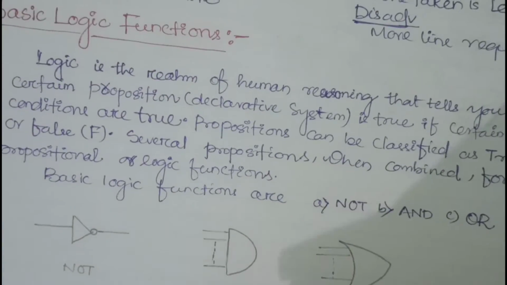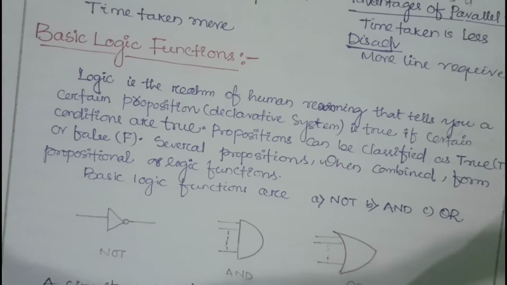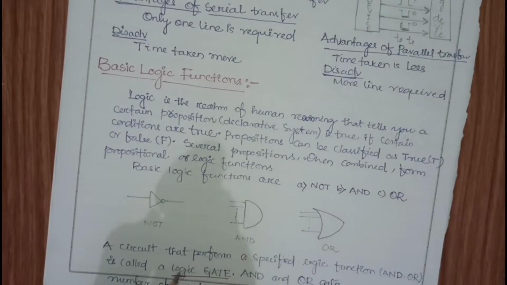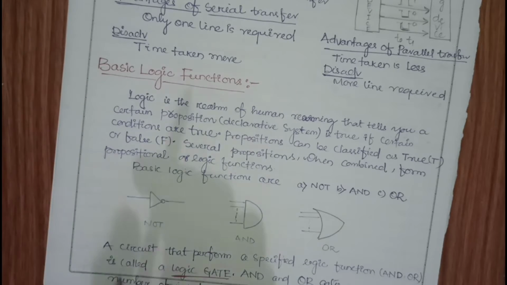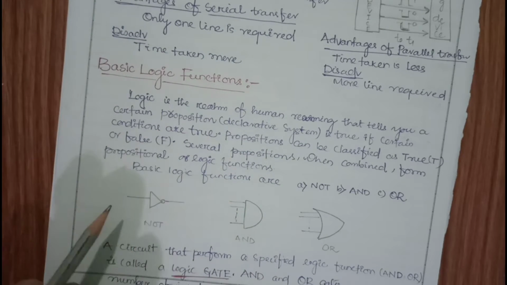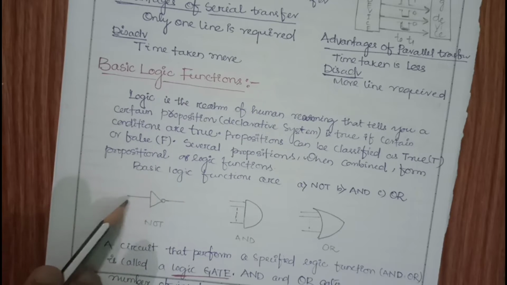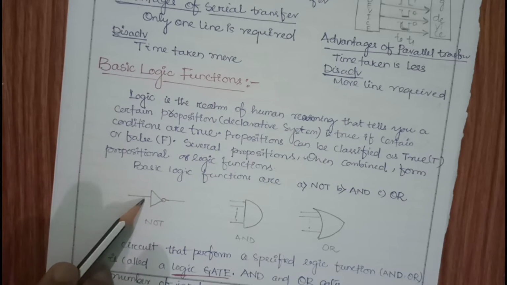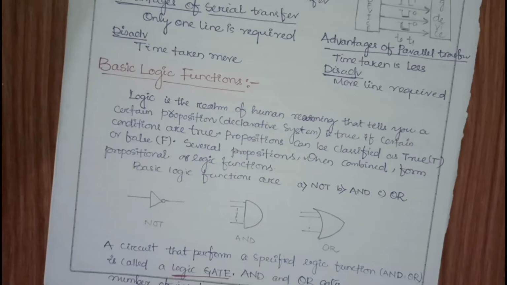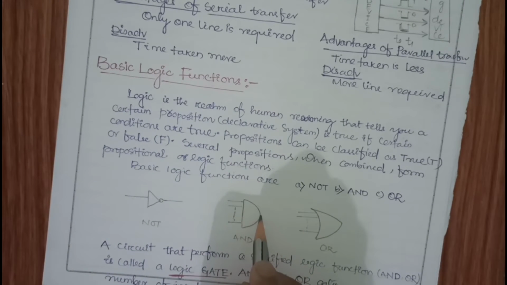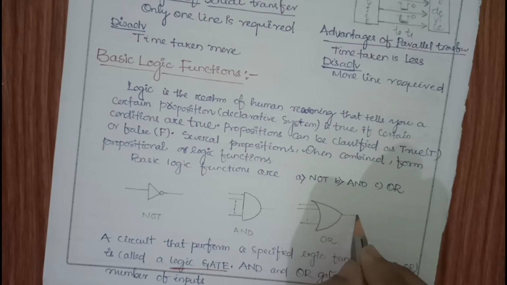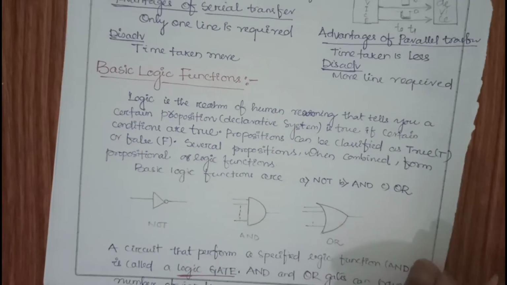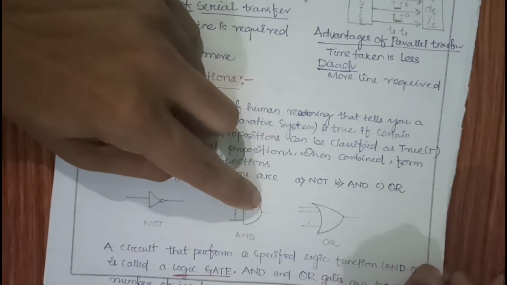Now we will see basic logic functions. There are basically 3 basic logic functions. What are those? One is NOT, the second one is AND, the third one is OR. NOT, as I told in an inverter, whatever the input, the output will be the inverse of this one, nothing but the complement of this one. It has one input and one output. In the AND case, you can have any number of inputs but one output. In the OR case, you have any number of inputs but one output. Okay. So these are called gates: NOT gate, AND gate, OR gate.